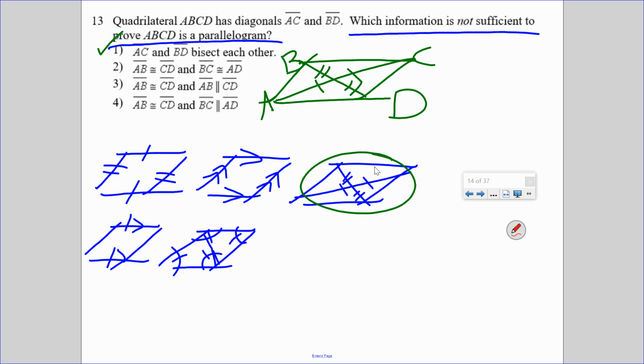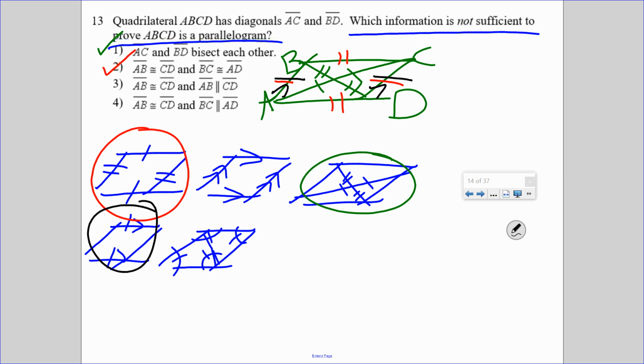AB is congruent to CD. BC is congruent to AD. That gives me this picture right here. AB is congruent to CD. AB is parallel to CD. That gives me this picture right here. Choice 4 isn't going to work.